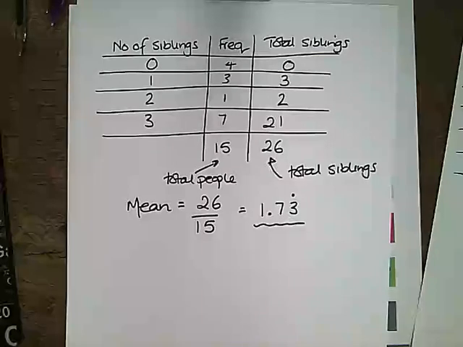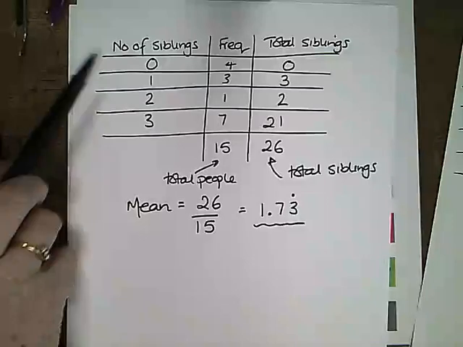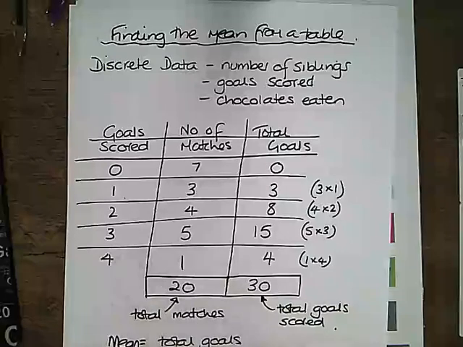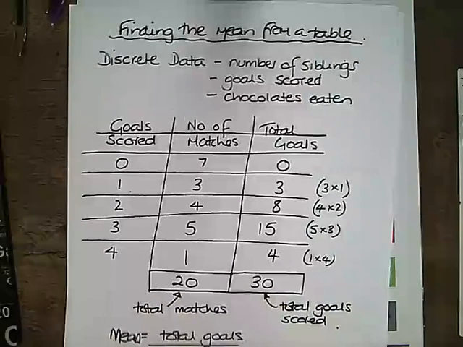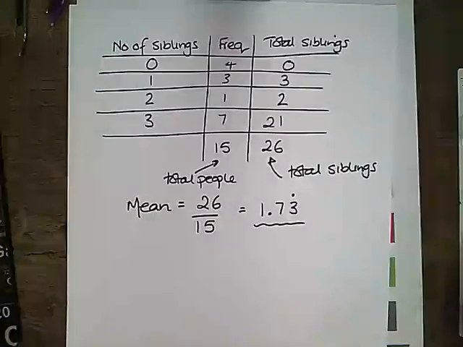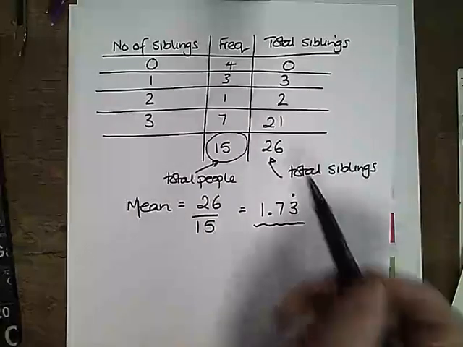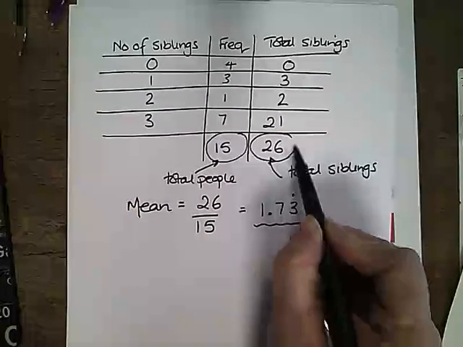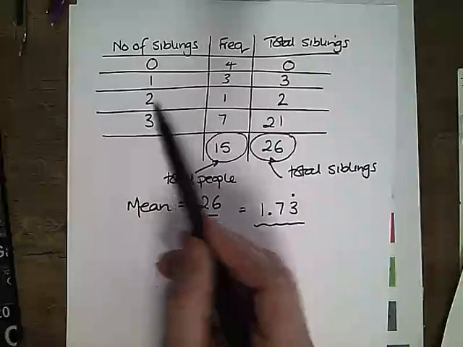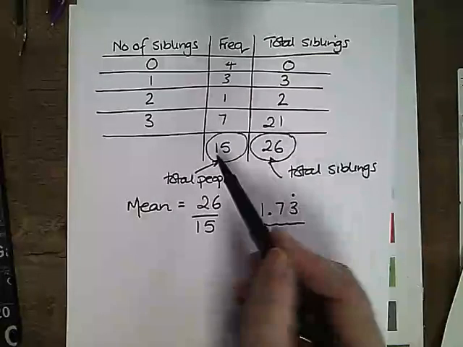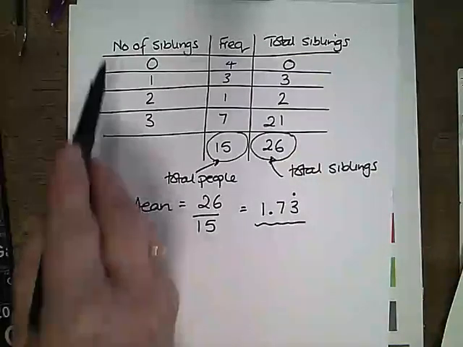Just before I finish, I want to draw your attention to the fact that in the first example there were 5 categories and in this example there were 4. We never do anything with how many categories there are, so we never divide by 5 or divide by 4 or anything else. It is always the total of the frequency column, and the total of the frequency times whatever you're looking at, added together. It's these 2 numbers we're interested in, nothing to do with how many categories there are.